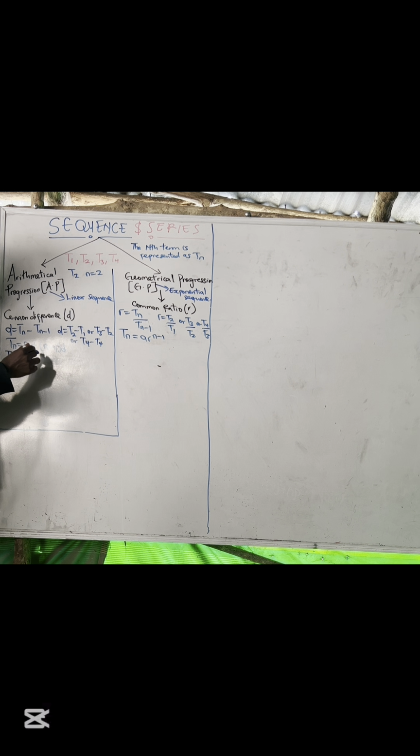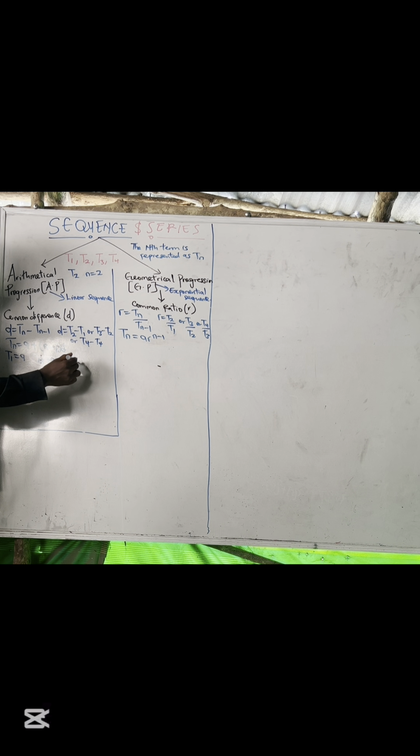But for T2, our N is equals to 2, right? So if I substitute this 2 here, that will be 2 minus 1. That is 1, 1 times D. So therefore, my T2 will equals to A plus D.